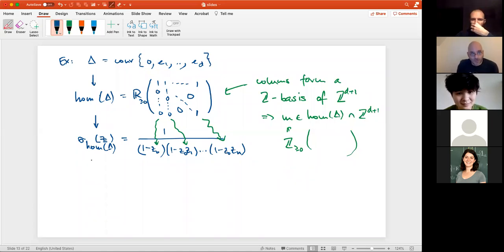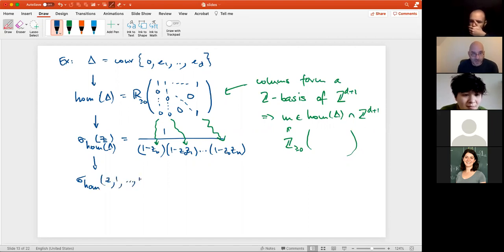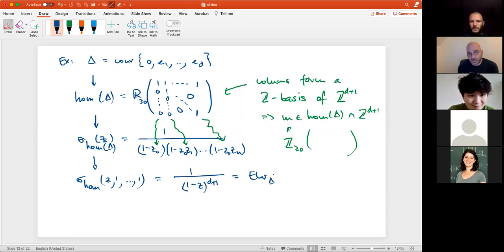And so, let's specialize. If I now keep the first variable, but set the other ones equal to 1, lo and behold, I get 1 over (1 minus z) to the d plus 1. We already discussed that this was the Ehrhart series.